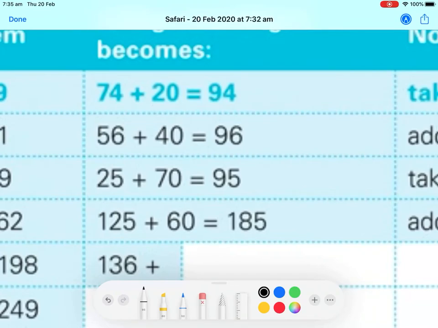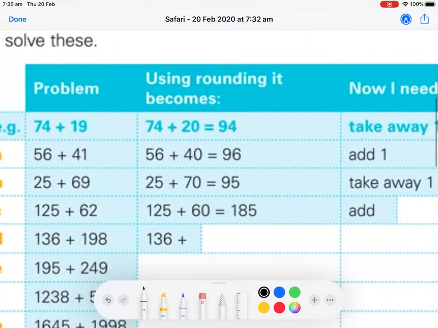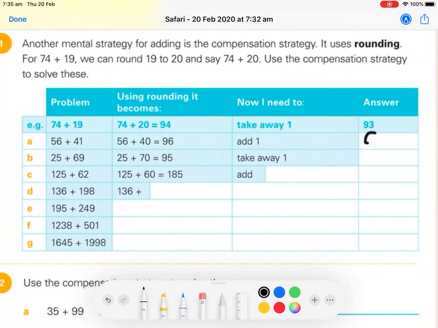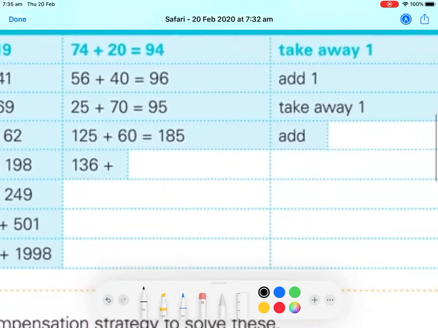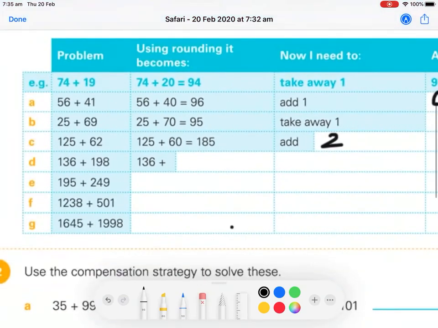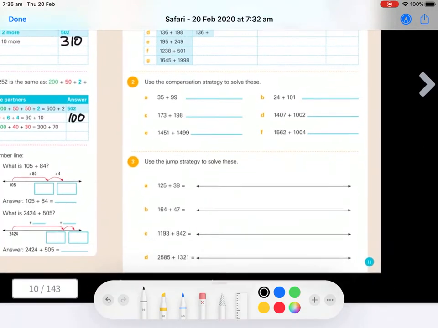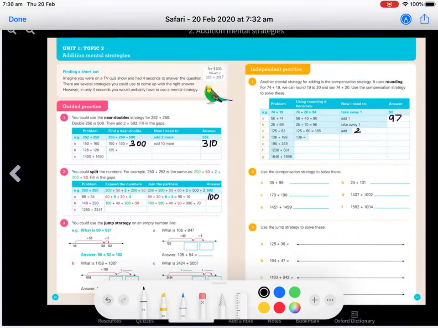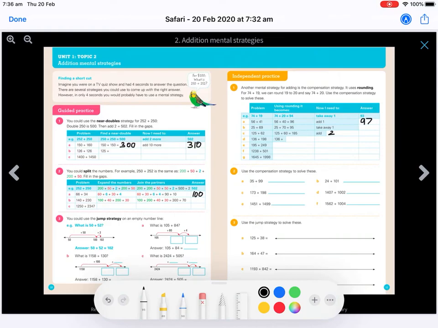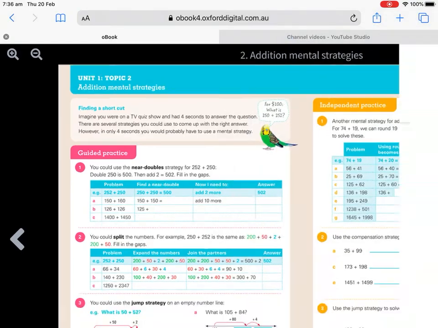So that 56 plus 40 is 96. Now we need to add that 1 back on because remember we rounded that to 40, so we've got to add that 1 back on. So we've got 96 plus 1 more gives us 97. Fantastic. So just remember, if you take 2 away from this, you're going to have to add 2 back later. All right. Use the compensation strategy to solve these. So you just sort of do those in your head. You don't have to show any working out. Using the jump strategy to solve those ones. So the jump strategy, remember, is like on a number line. Again, just show all of your jumps and show where you've done any sort of working out.